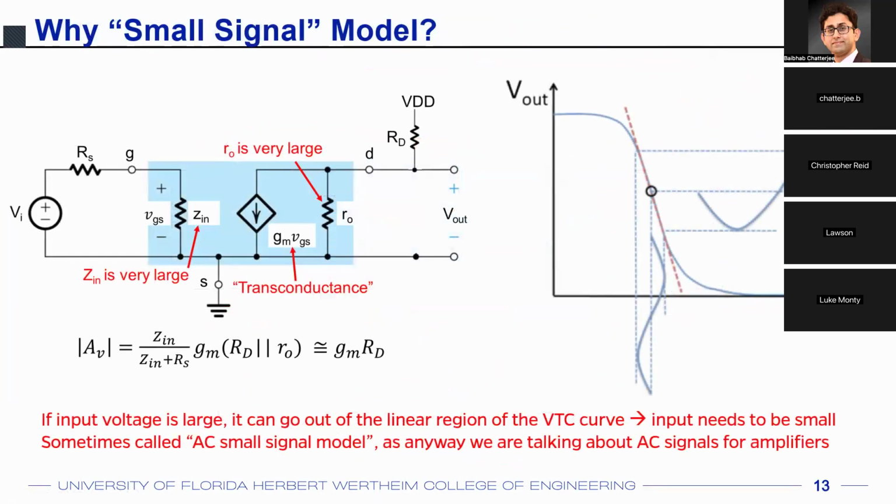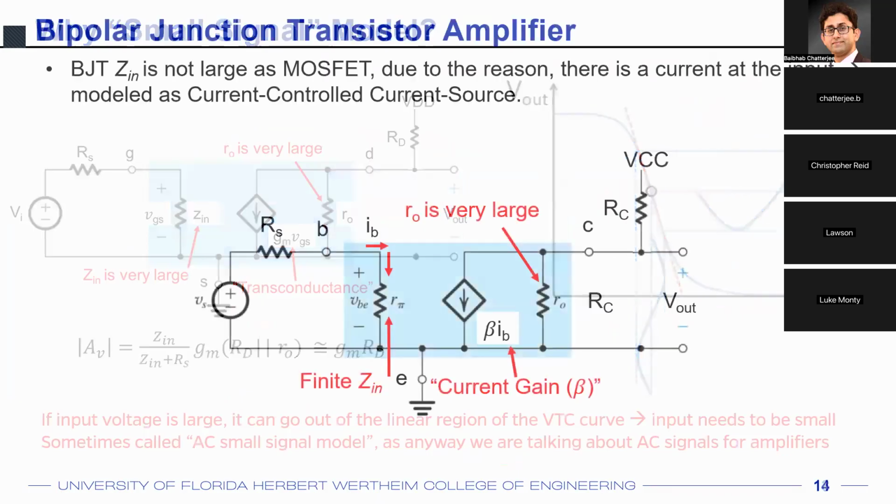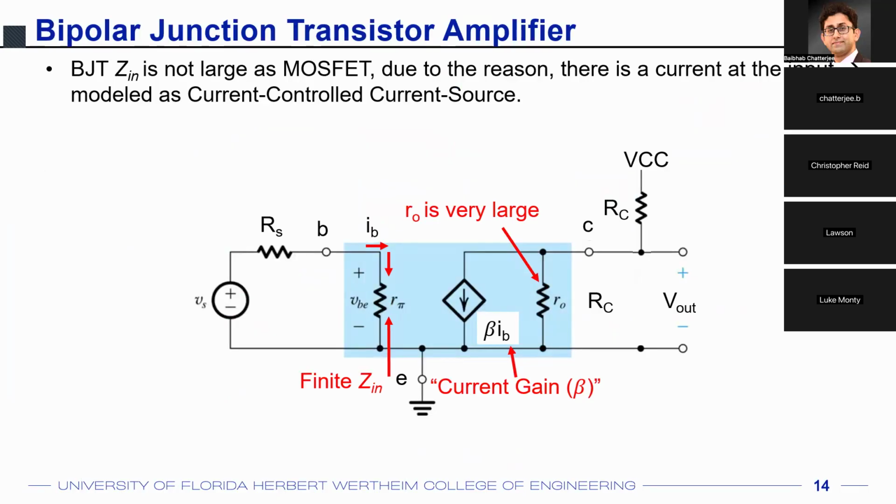Why small signal? We already discussed, because you want linearity in the amplifier. And looking at the VTC, you know that the input has to be small to make sure that the amplifier is linear. For BJTs, bipolar junction transistors, the Zin is not as large as for MOSFETs. Again, we'll discuss this in detail, but the reason is that there is an input current flow. There is no insulator at the input terminal of the BJT. For a MOSFET, there is an insulator by design. Physically, there is an insulator, and because of that, no current can go into a MOSFET. But for BJTs, current can go in.